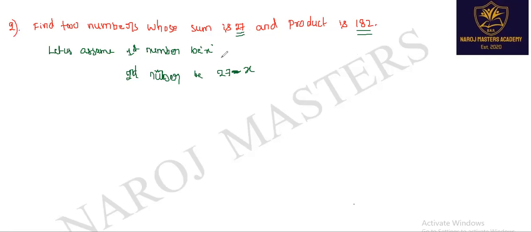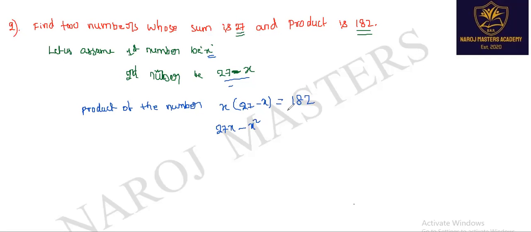Now do one thing. Multiply this first number and this second number. Multiply both the numbers, that is equal to 182. The product of the numbers, that is x into 27 minus x is equal to 182. Now simplify this one and make it in the form of a quadratic equation. Then x into 27 is 27x. x into x is minus x square. And bring this 182 to this side, minus 182 equal to 0.